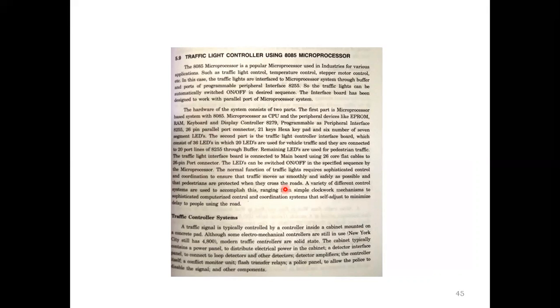Okay, so let's see the traffic light controller. The 8085 microprocessor is a popular microprocessor used in industries for various applications such as the traffic light controller. The traffic lights can be automatically switched on or off in the desired sequence. The interface board has been designed to work with the parallel port of the microprocessor system.